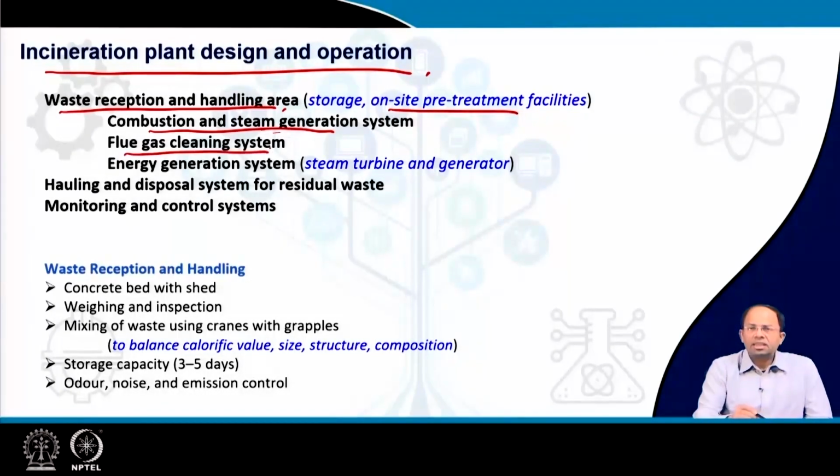Then the flue gas cleaning system. The gas that comes out of this incineration process is used for steam generation in the boilers, but this gas itself needs to be cleaned, so that is the flue gas cleaning system. Then the energy generation system: the steam is utilized to drive steam turbines or generators, and using that we can generate energy.